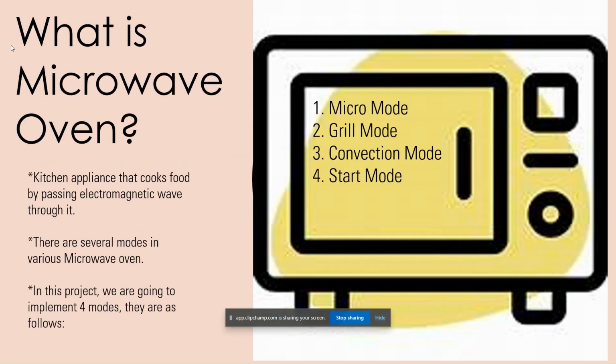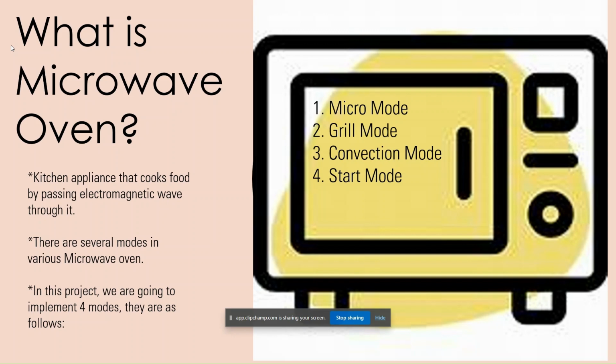First of all, the question arises, what is a microwave oven? We all know that a microwave oven is a kitchen appliance that cooks the food by passing electromagnetic waves through it. There are several modes in a microwave oven. In this project, we are going to implement four modes as follows. First is micro mode, second is grill mode, third convection mode, and fourth start mode.